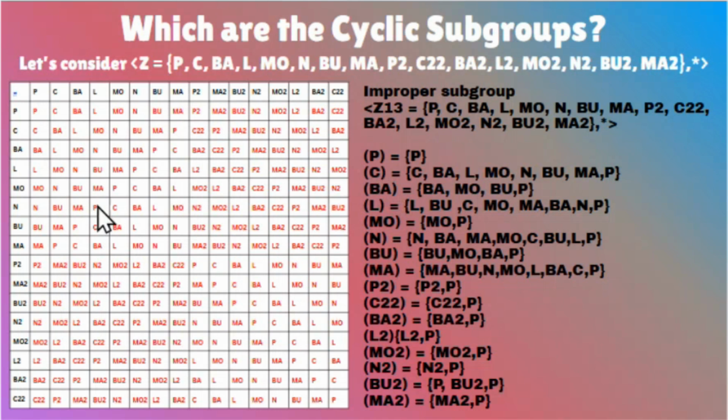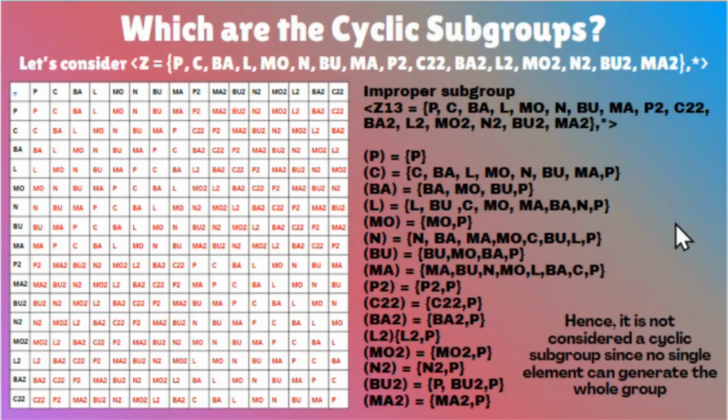BA star BA is equal to MO. So MO star BA is equal to BU. Then BU star BA is equal to P. Going to stop. Next. So we're going to continue this for our remaining elements. So here, as you can see, there is no single generator with 16 elements that generates the 16 elements. So therefore, it is not considered a cyclic subgroup since no single element can generate the whole group.